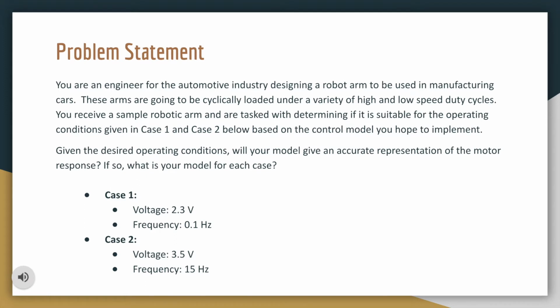For this lab, we're working with a sample robotic arm, and we need to determine if it's suitable for operating conditions in two cases. One with a voltage of 2.3 volts and a frequency of 0.1 hertz, and one with a voltage of 3.5 volts and a frequency of 15 hertz.